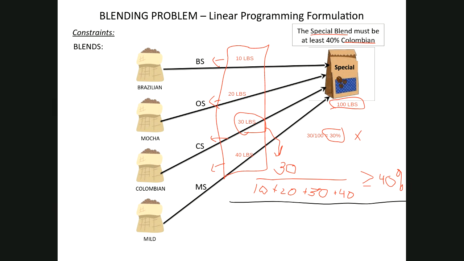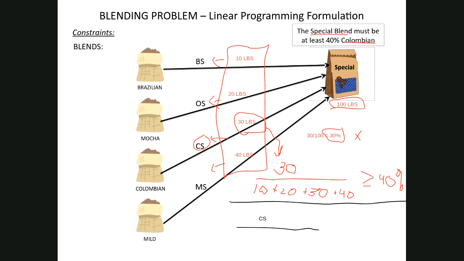We're going to create another ratio, but this is going to be in terms of our decision variables. In order to do this, I'm going to take this 30. What's this 30? Well, this 30 was the representation of the Colombian that's in the special. And so our new ratio is going to be, the numerator is going to be the Colombian that's in the special. Okay, so what's then the denominator?